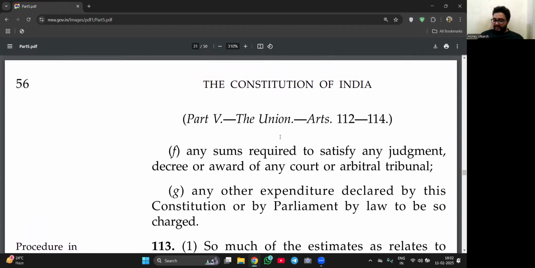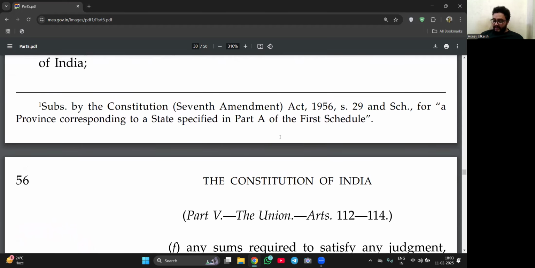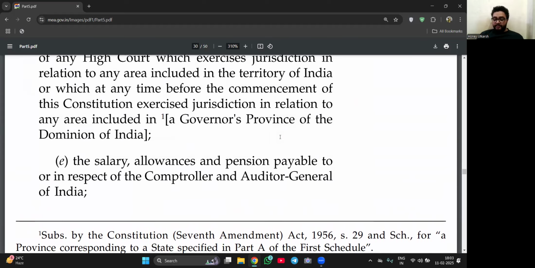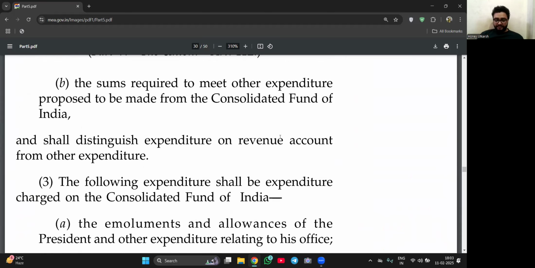So, Article 112 provides for an annual financial statement, also referred to as the Union Budget of India. It is a statement of the President of the estimated receipts and expenditures of the Government of India in a financial year. The President shall, in respect of every financial year, cause to be laid before the Houses of Parliament an annual financial statement. The estimated expenditure is also shown separately under two heads: A. The sums charged upon the Consolidated Fund of India, and B. The sums required to meet other expenditure out of the Consolidated Fund of India.